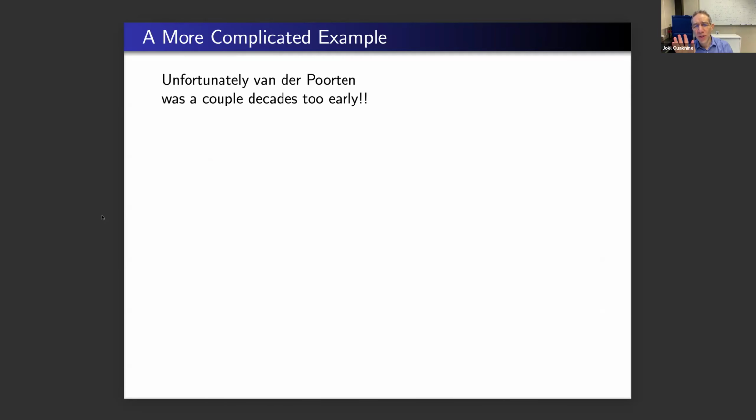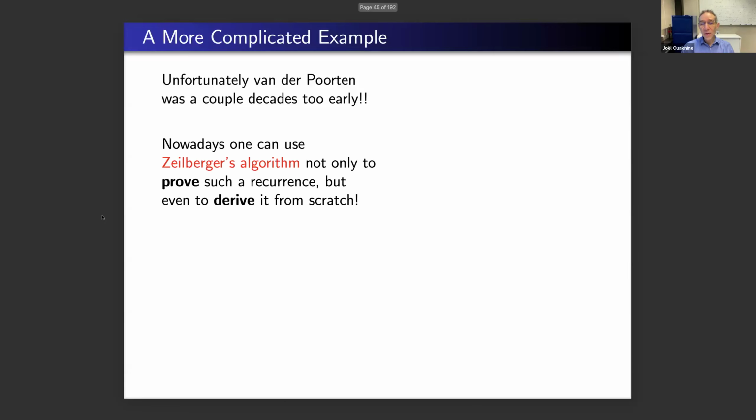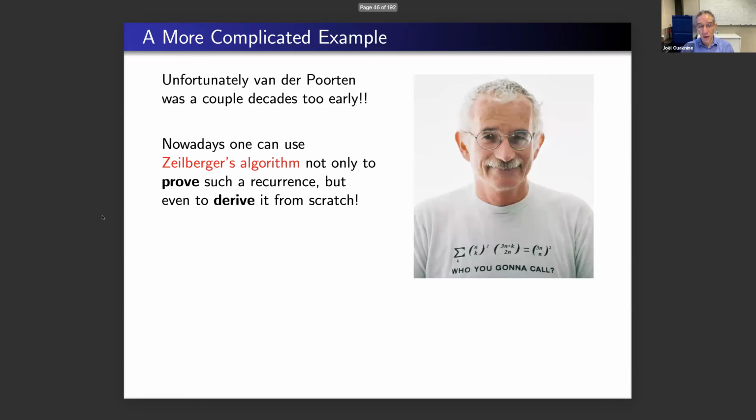But poor van der Poorten, he was a couple of decades too early, because nowadays you can use Zeilberger's algorithm that I alluded to before, not only to prove such a recurrence, but actually to derive it from scratch. You don't even have to know what the recurrence is. And here's a picture of Doron Zeilberger with a fitting t-shirt.